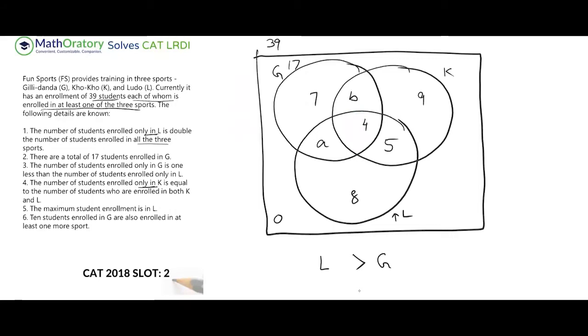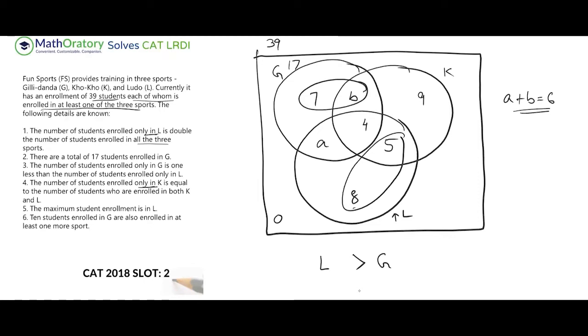So if I do that, now what is the remaining part? So we know that this is 9, 5, and 8. So that's a total of 22. This is a 4, so that is 26, plus a 7, that is 33, which implies that this A plus B should be equal to 6, right? Now, again, coming back to this comparison, L greater than G. If you remember, this 5 plus 8 should be greater than the 7 plus B, right?